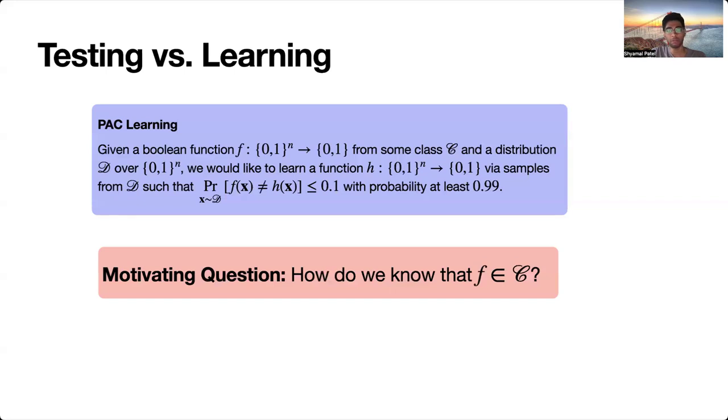But now the motivating question is, in this PAC learning setting, we're promised that the function comes from the class. But oftentimes, in practice, when we're running these learning algorithms, we don't actually know that the function belongs to the class. And so oftentimes what's done is you gather enough data, you try to learn. If you succeed, you're happy. If you fail, the function is not in the class and you're done. But the question that we want to know the answer to is whether or not there's a more data efficient way of doing this.